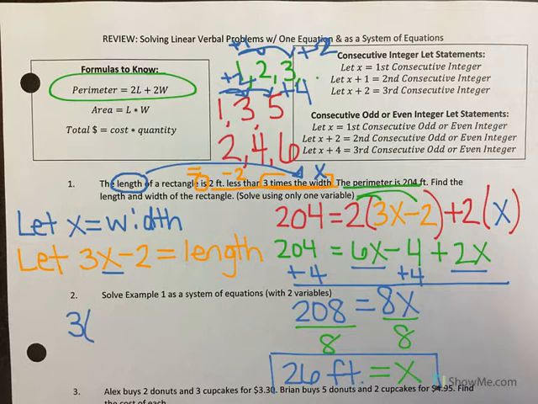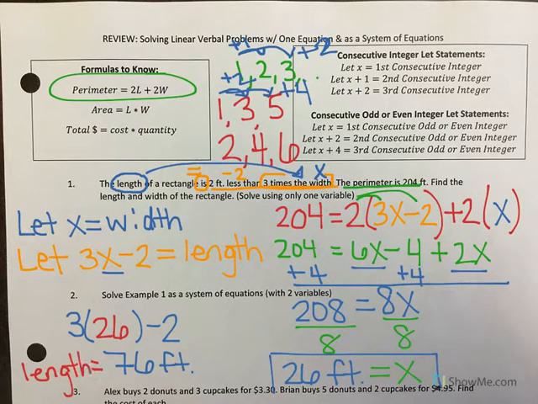And so by doing so, we have 3 times 26 minus 2, which will give me 76 feet. Because remember, we need our units. And this is our length. So the length of this rectangle is 76 feet, and our width is 26 feet.